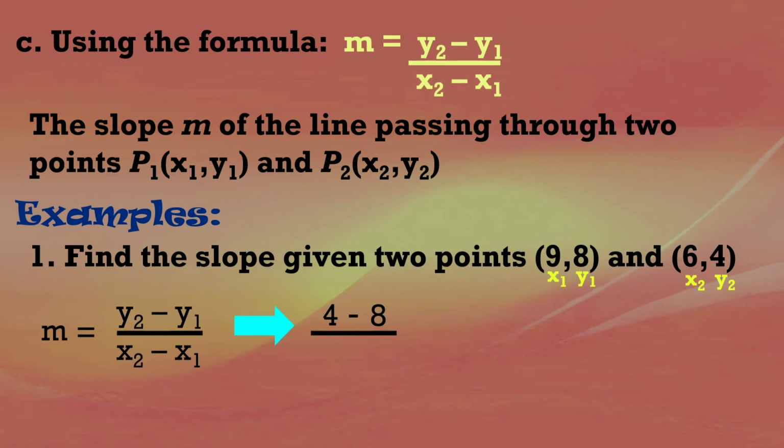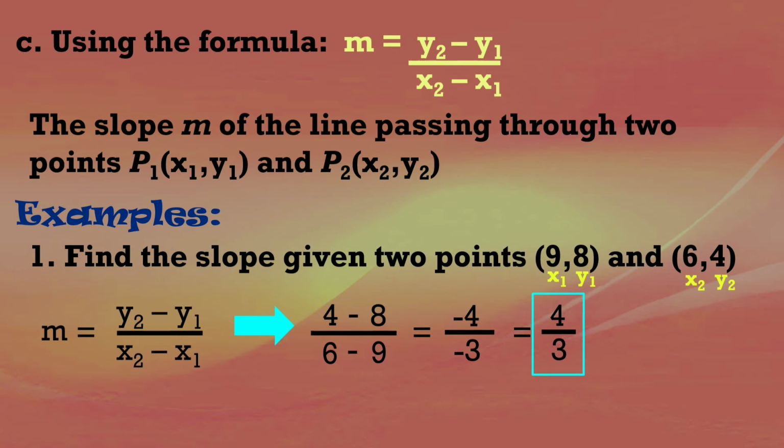So, over, ang x sub 2 natin ay 6. So, 6 minus, ang x sub 1 natin ay 9. So, minus 9. So, which is equal to, 4 minus 8 is equal to negative 4. So, rules of integers, kailangan alam nyo yan para hindi kayo magkamali dyan sa ating pagkuha ng slope. Over, 6 minus 9 is equal to negative 3. Okay, so negative 4 over negative 3 ang ating slope. Or, equal siya sa 4 over 3.